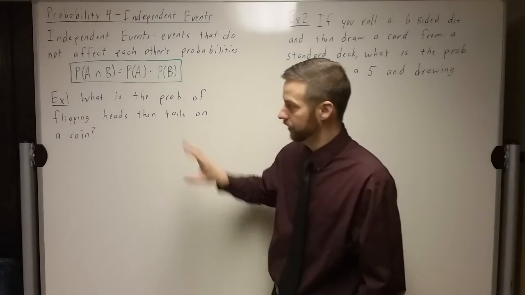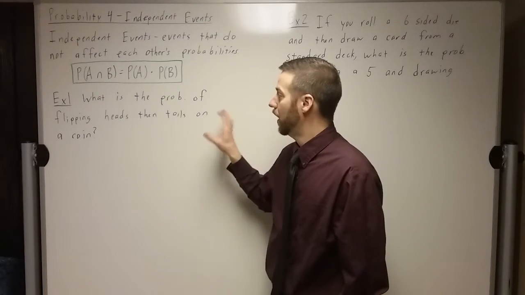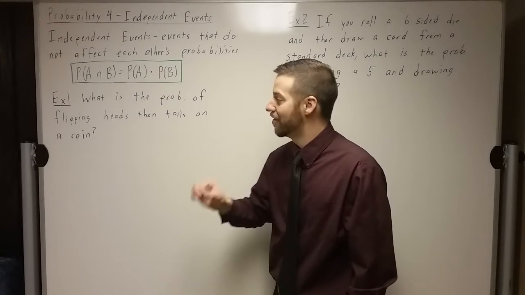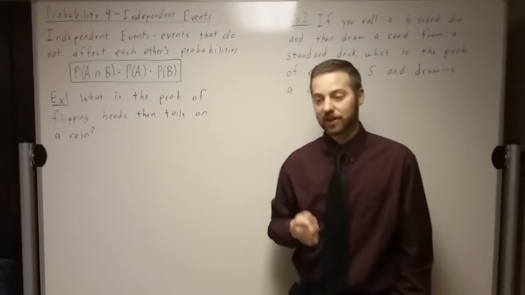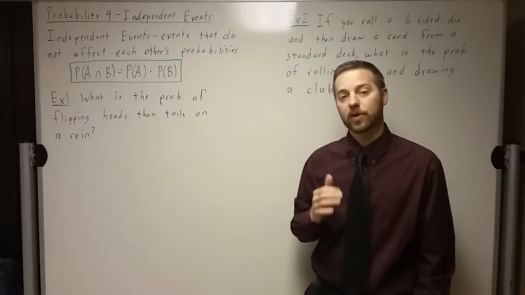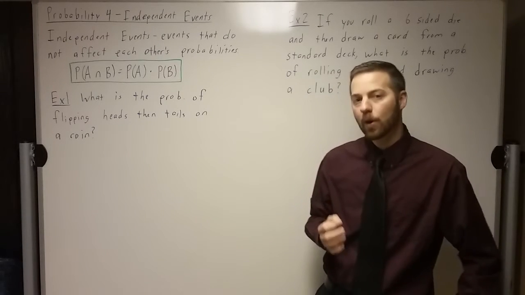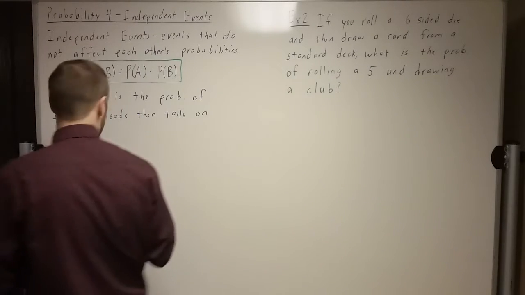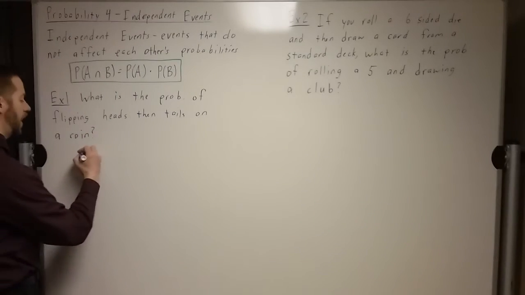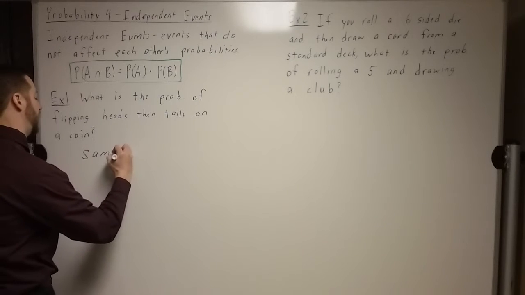So let's see if we can put this to use on an example here. What's the probability of flipping heads and then tails on a coin? So you flip a coin once, you get heads. Second time you flip it, you get tails. What's the probability that this happens? Well, there's 2 ways to do this, and we kind of did this first way already in this unit. It's a good review of how this works. We could make a thing called a sample space.